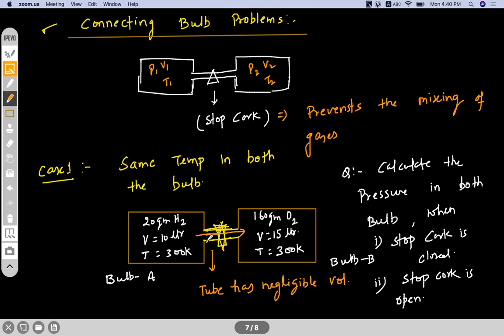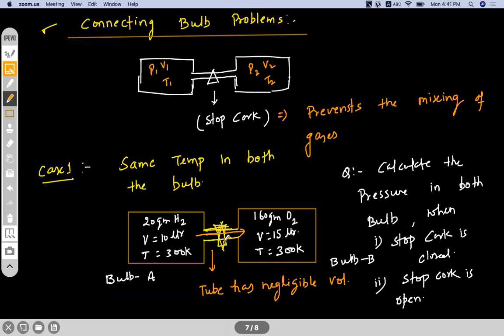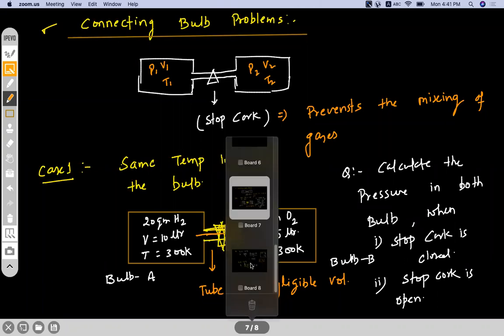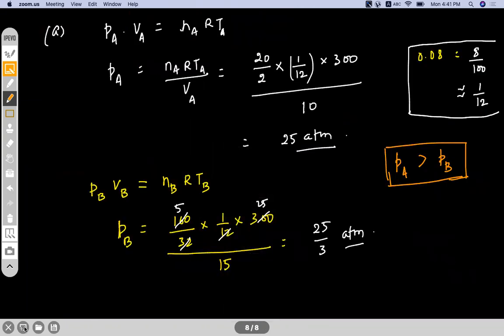If the volume of the tube is given in the question, then the total volume once you open the stop cork would be the volume of this vessel plus the volume of this tube plus the volume of this vessel, okay? Since here the volume is negligible, then the total volume would be VA plus VB. Okay. So in this one, you see the second part of this question, I'll go to the next page.